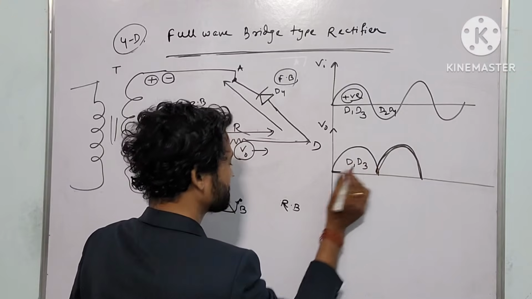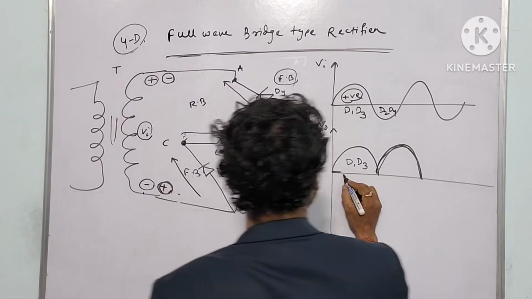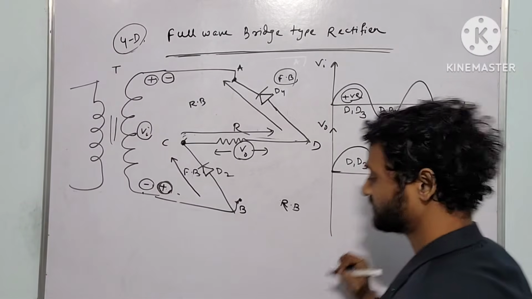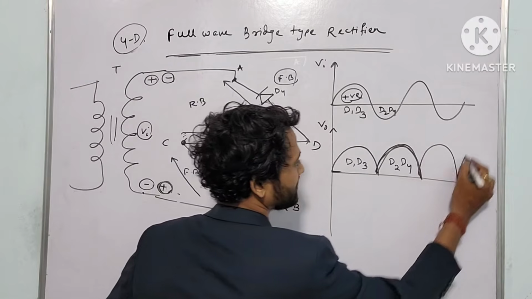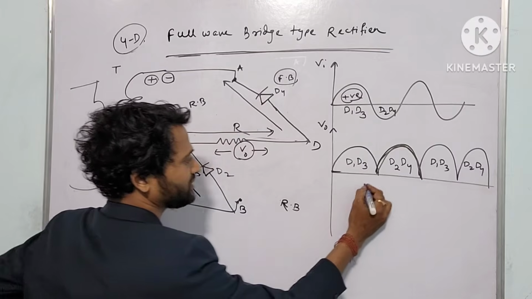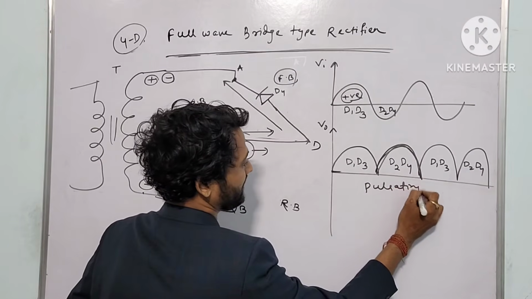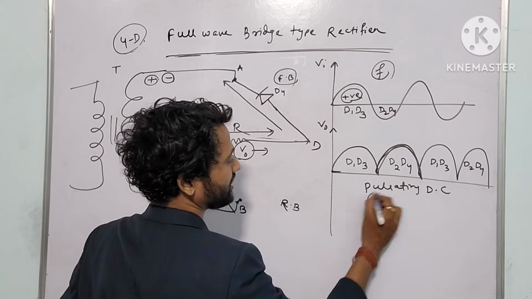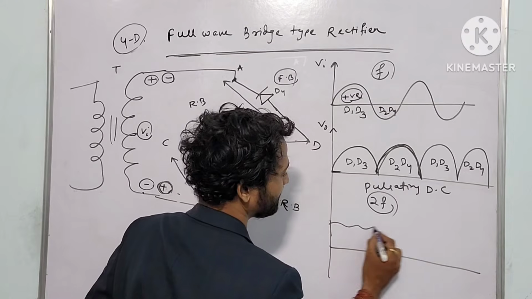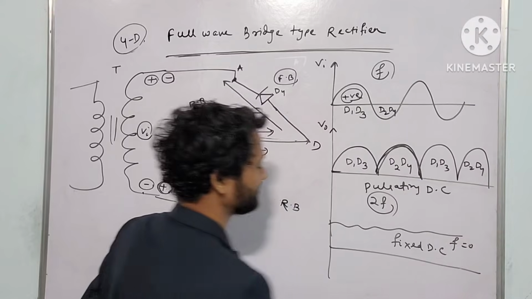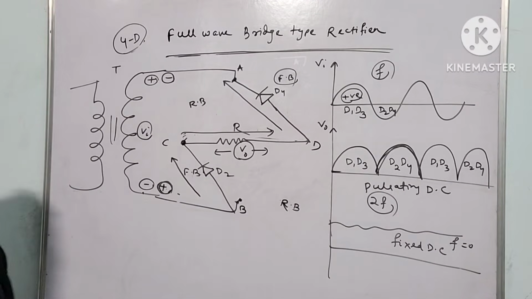So मतलब ये फर्स्ट हाफ साइकिल में, ड्यूरिंग पॉजिटिव हाफ साइकिल में D1 D3 कंडक्ट्स and negative half cycle में D2 and D4 conducts. Similarly process will continue. ये D1 D3, ये D2 D4. So इसको बोलते हैं क्या है? pulsating DC. क्या है? pulsating DC. अगर इसका सप्लाई फ्रीक्वेंसी f होगा, ये फ्रीक्वेंसी कितना होगा? 2f. So after connecting a filter, we'll be getting fixed DC. Fixed DC. इसका फ्रीक्वेंसी कितना होगा? 0. So that is all about the working principle of full bridge type rectifier.